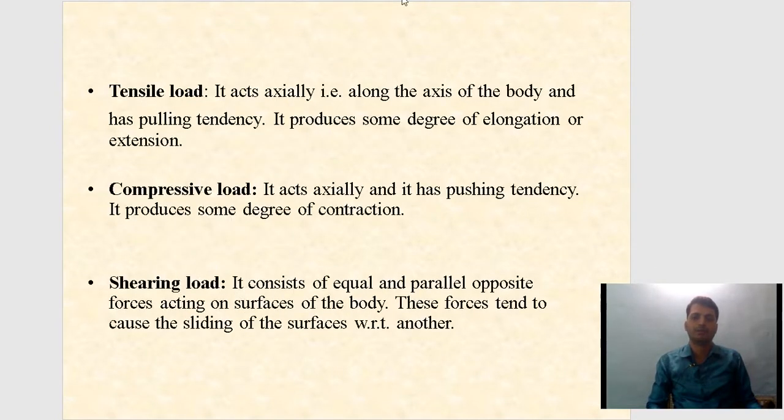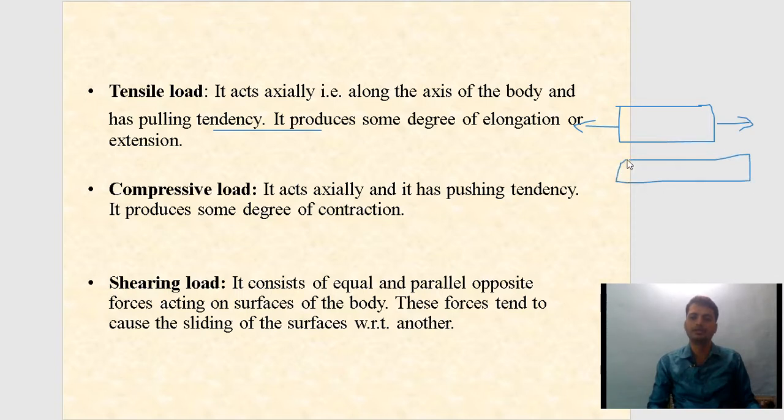And next, it acts along the axis of the body with a pulling tendency. As I say, see, this is a load we are giving to the material. Any material, if I give the load externally, the material will elongate, and this is called tensile load. Initially it may be 5 centimeters. After giving the load, it may come to 6 or 7 centimeters. Then it is called tensile load.